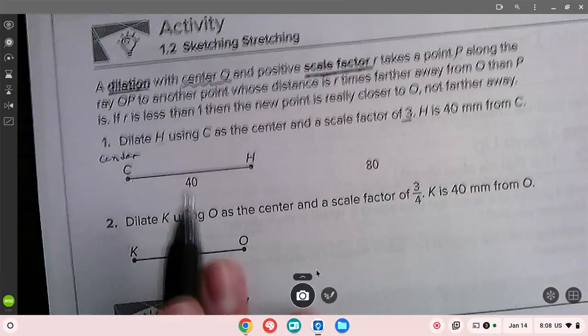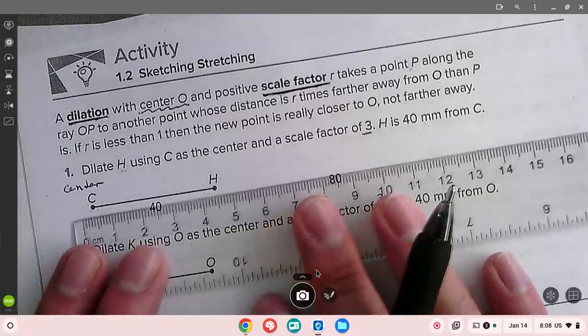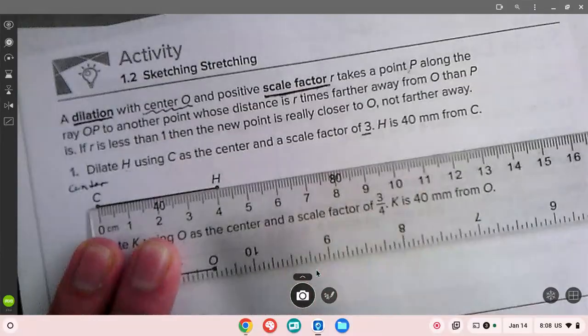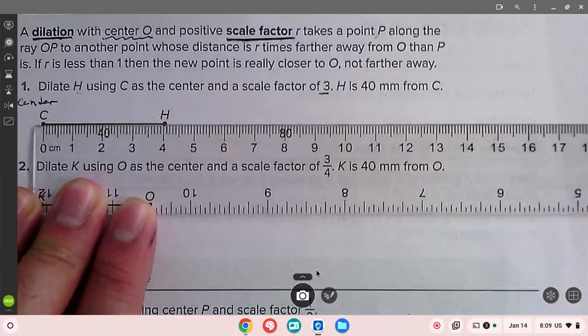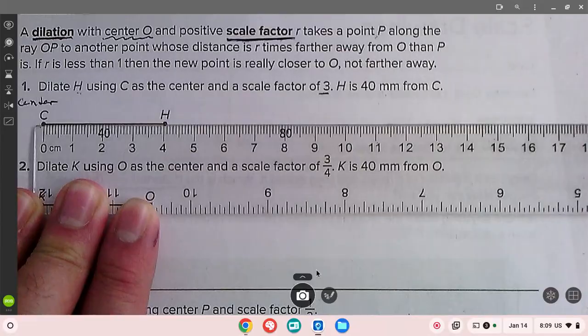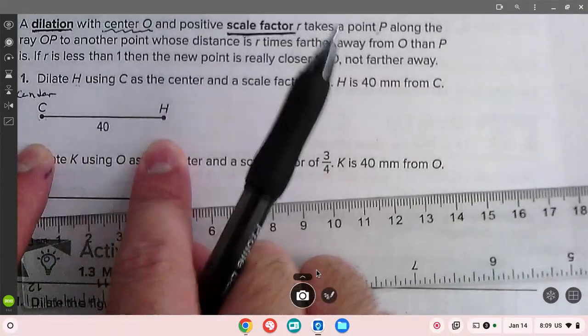So from 40, what's 40 times 3? 120. Let me measure this and make sure it is 40 millimeters. It is indeed 40 millimeters. So we need to go to what measurement? If we want a scale factor of 3, we want to multiply by 3. So it is 120. We're in millimeters. We're starting with 40 millimeters.